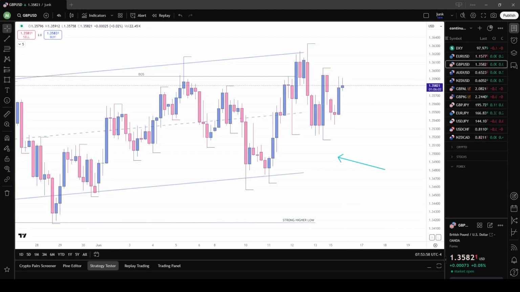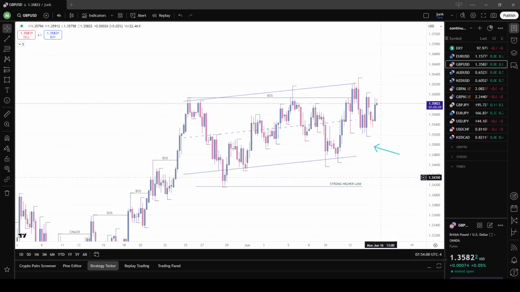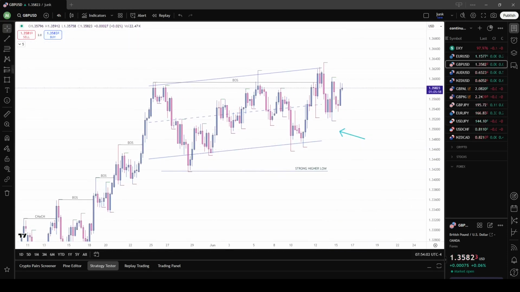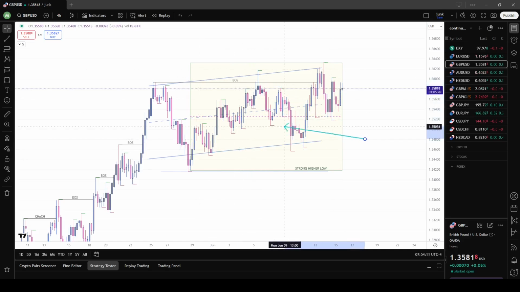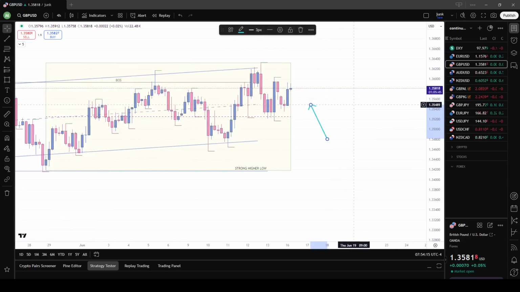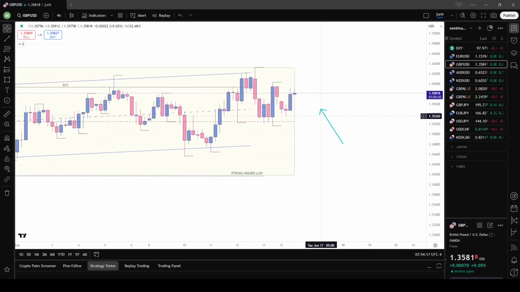GBP USD continues to push up. Let's go ahead and map out the current range. It's just in this upward channel. And as you can see, of course, higher lows, higher highs, higher lows, higher highs. Then it starts to consolidate sideways. It hasn't broken past the highs.